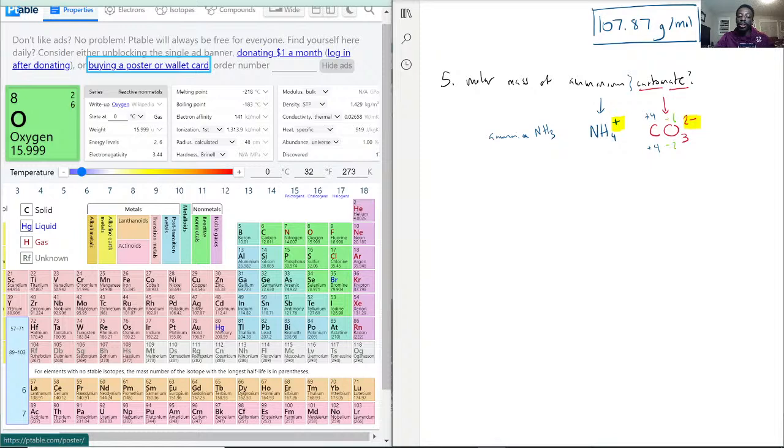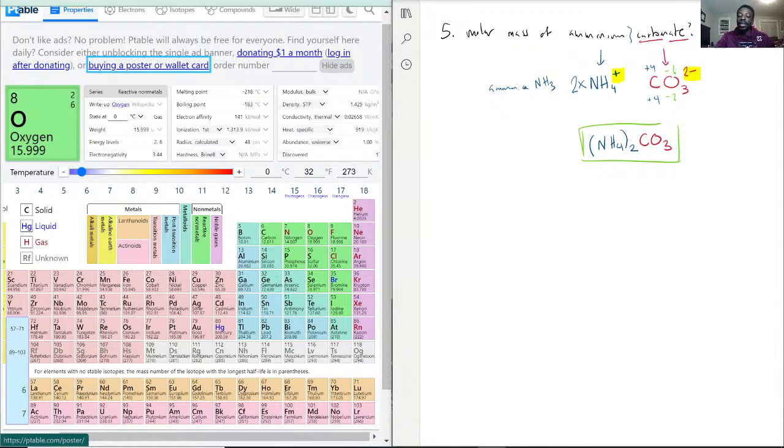So with that being said, we have 1 positive charge, 2 negative charge. To balance it out, you need to multiply the ammonium by 2, so you can have 2 positive charges. So now the formula would be (NH4)2CO3. This is the molecular structure for ammonium carbonate.